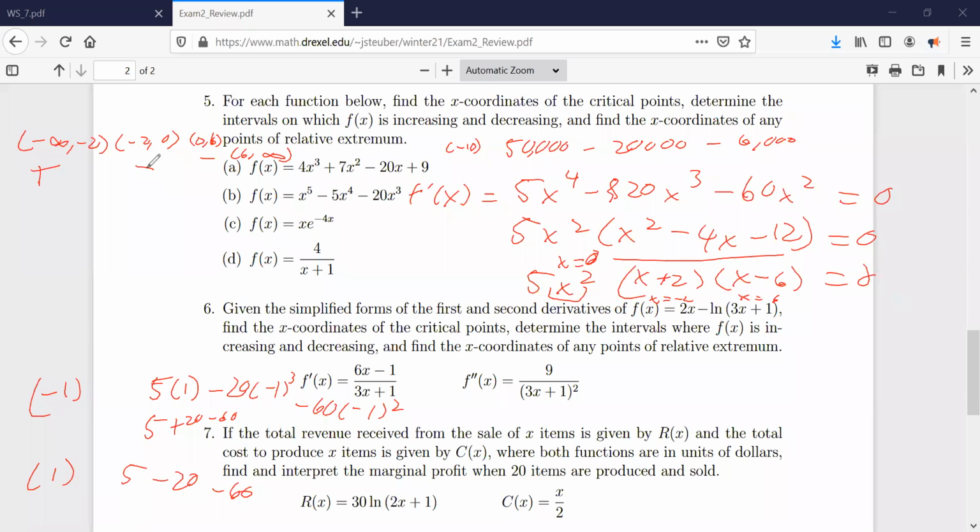And so that's what I was saying in terms of it's unusual to have 2 consecutive intervals. That's not what you're normally used to seeing that have the same sign. But it does happen. The go-to example of this is x cubed. That's everywhere increasing, even though the derivative is equal to 0 at 0.